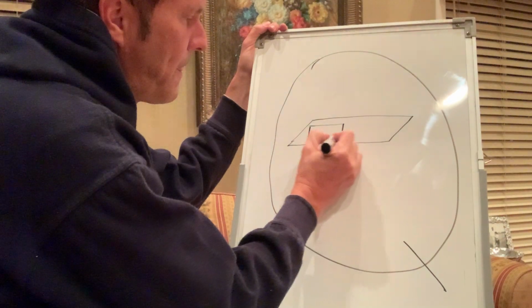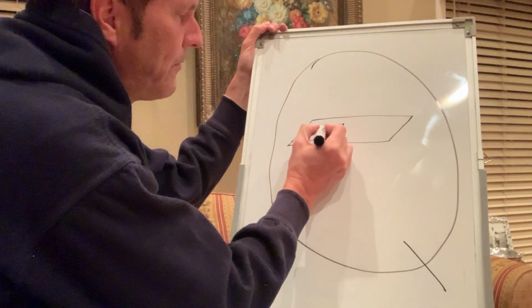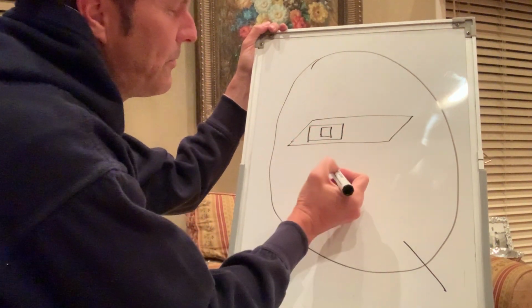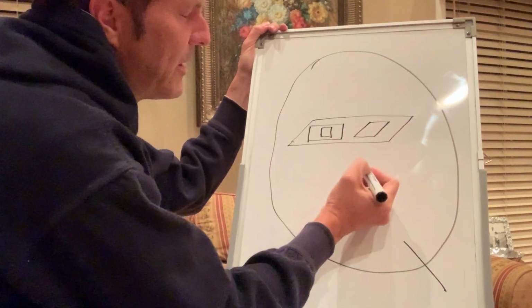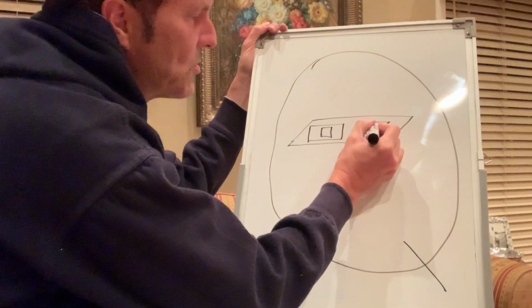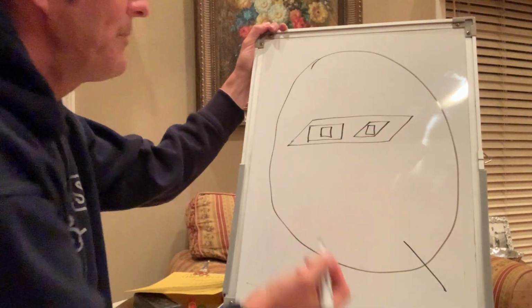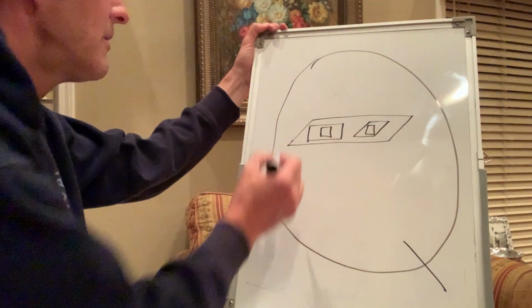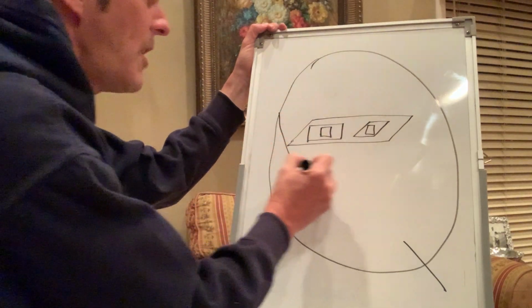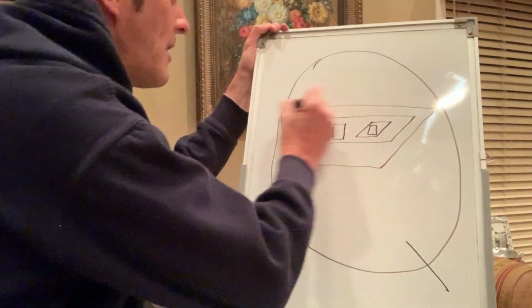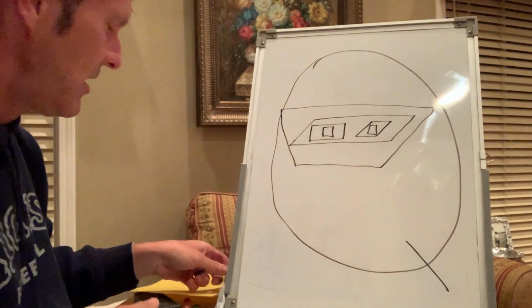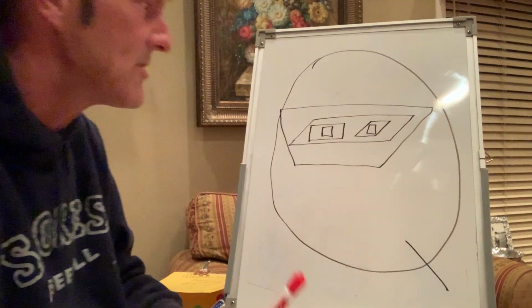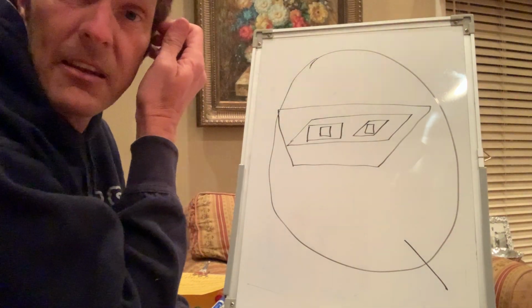rectangle for an eyeball, square for the little pupil, rhombus for the other eyeball, square for a pupil, and then what's going to look kind of weird is put a trapezoid around it all. So if you have a question, you should be able to look at this diagram and answer it.